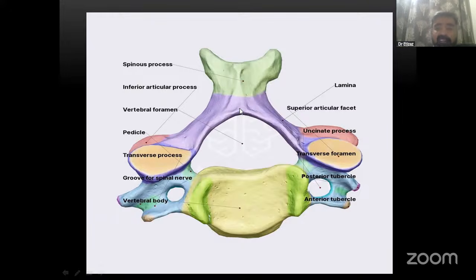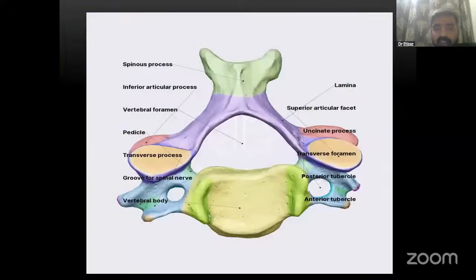So it has all six characteristics. One is the body, uncinate process, transverse process, superior and inferior articular facet, lamina, and bifid spinous process. And there is a triangular large canal. Look at here, it's a triangular large canal. That is all six typical characteristics that fulfill the criteria of a typical vertebral body of the cervical spine, present from C3 to C6.